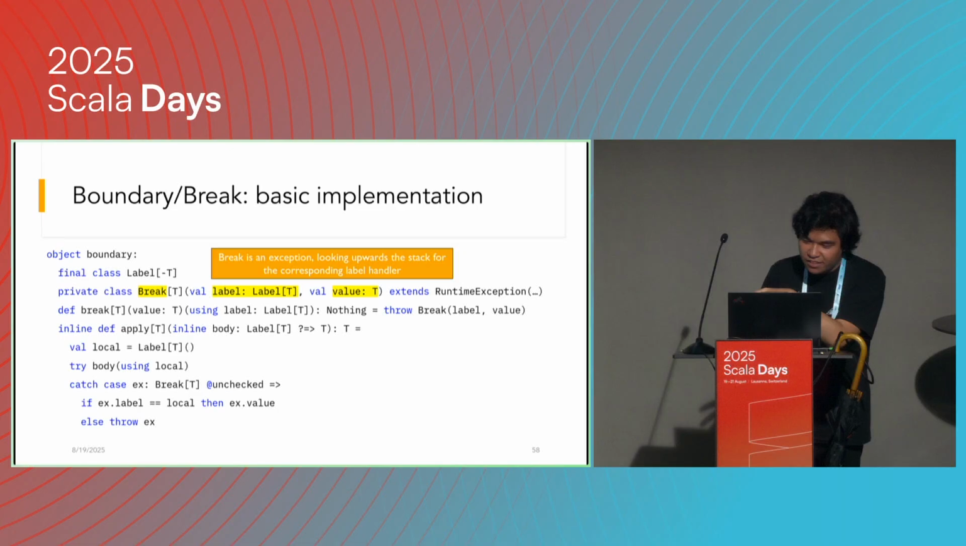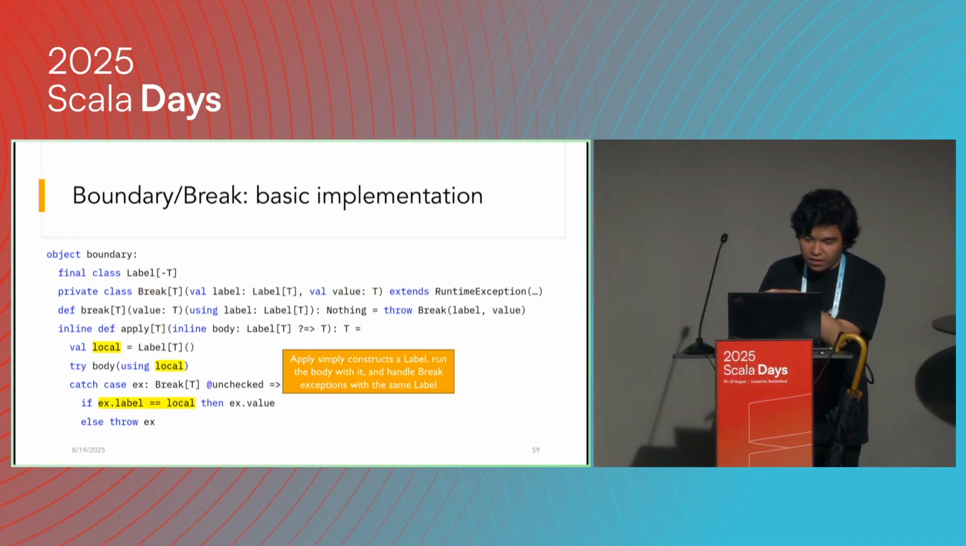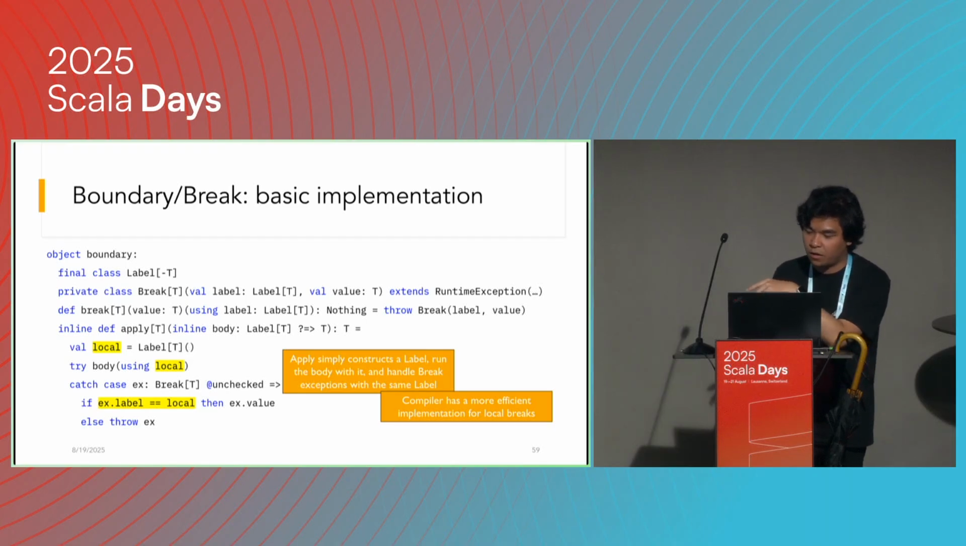So break is an exception. It takes a label which marks which boundary it belongs to, and then the value itself. And inside apply, you just create a new label and then run the body with that label. And then if you happen to catch a break during that time, you just compare the label. If they match, you return the value of the break. Otherwise, you keep throwing. And that's pretty much the implementation in the standard library as well. But we have inside the compiler some work to turn them into jumps if they're local as well.